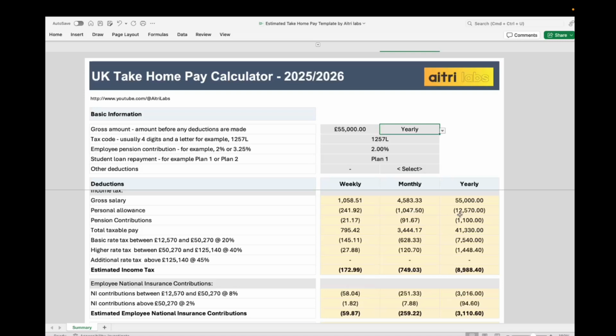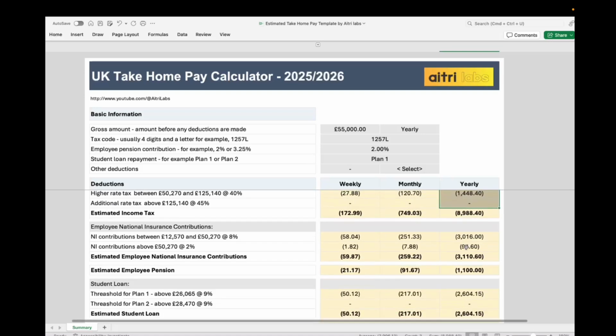And if you're a higher salary earner, you've probably got a little bit extra. This is the additional rate tax. This is anything above 125 or 140. This is taxed at 45%. Now you tally up those 3 figures, and that gives you your estimated income tax.